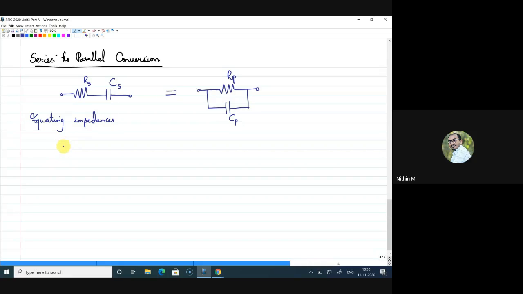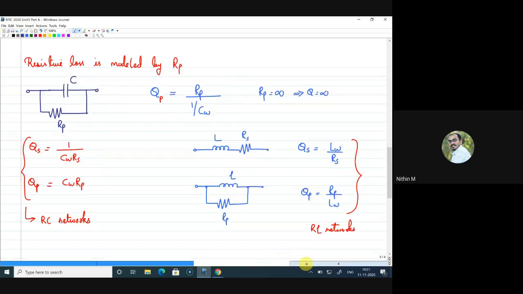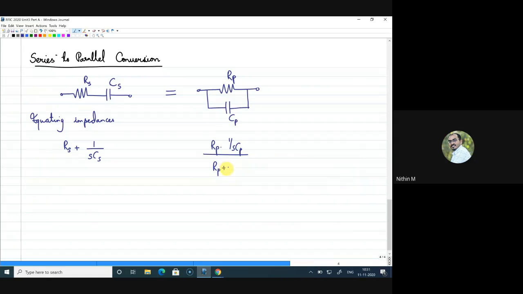The series impedance is RS plus 1 by SCS. Now the parallel impedance is RP parallel 1 by SCP, which I'll write as RP into 1 by SCP divided by RP plus 1 by SCP. If my voice is breaking or not there, please let me know.